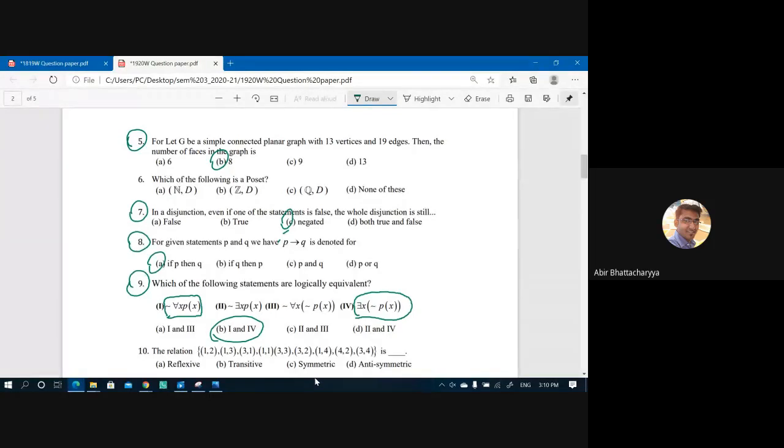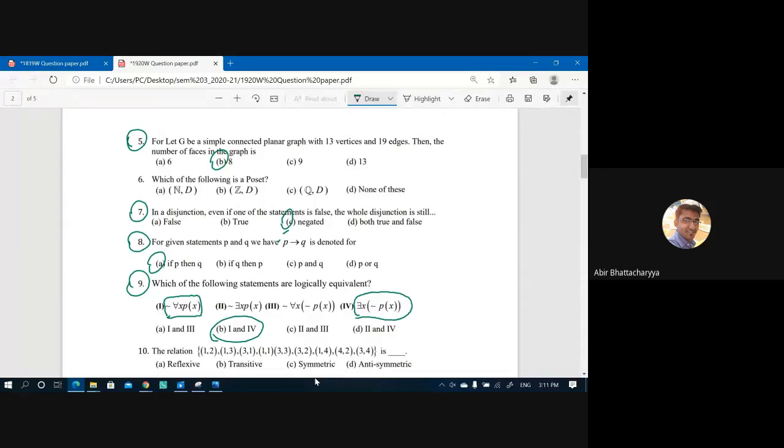So just take care about 7. 7 is option C. And apart from that, everything is as per your answer. Negated means something like making it ineffective, nullifying it. That's why it's negated in number 7, because we cannot say anything about the disjunction.